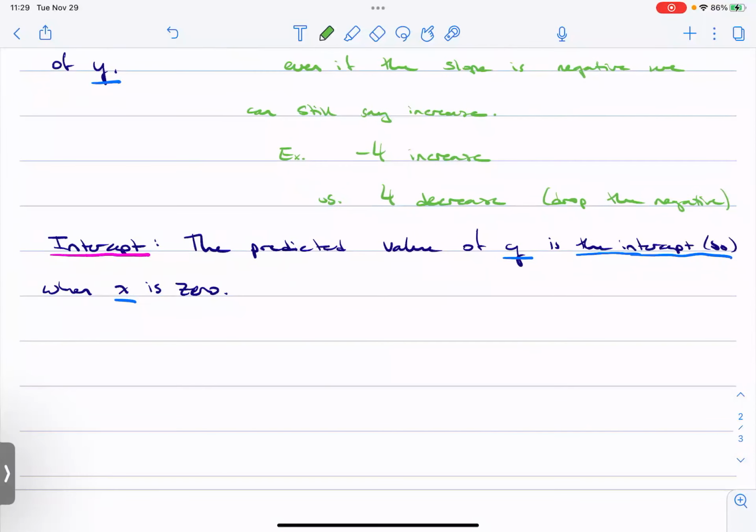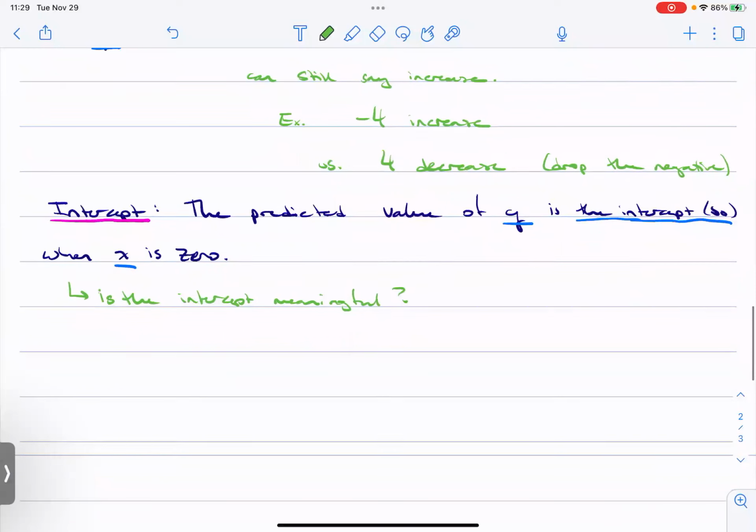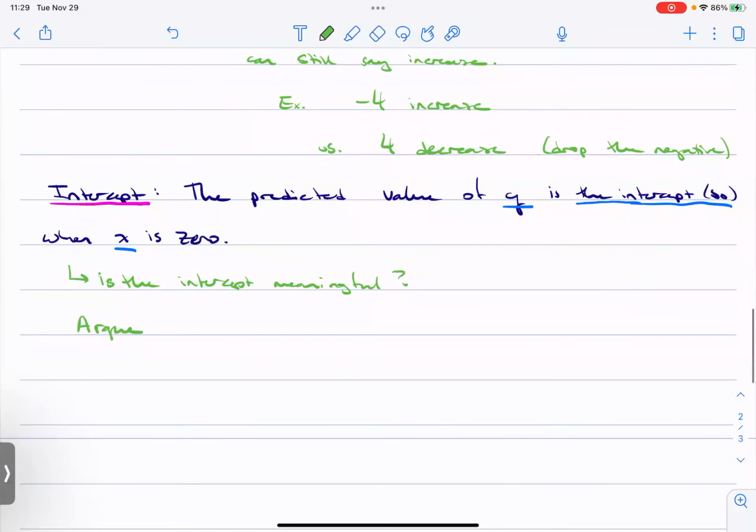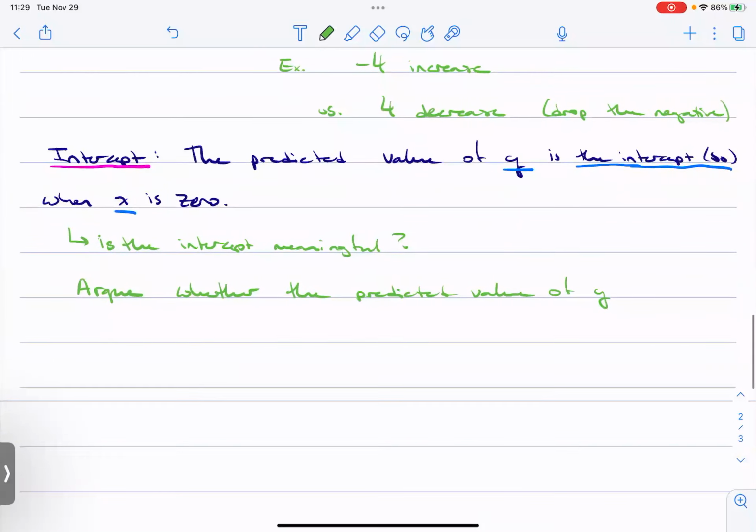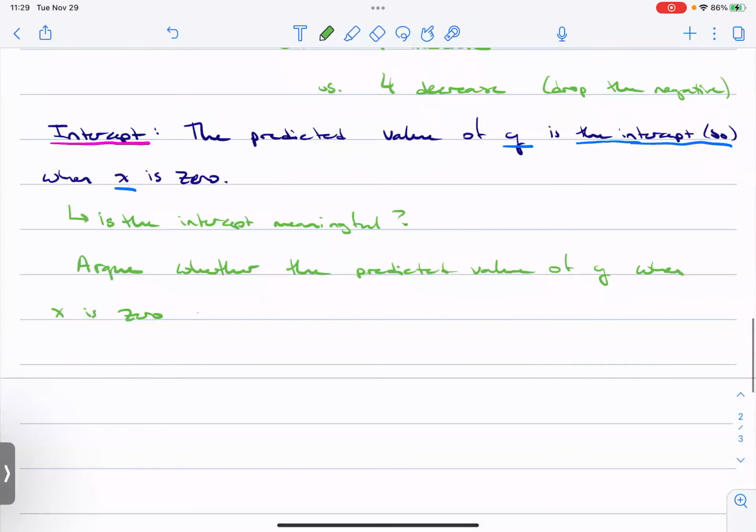Okay, so often I'll say something like, is the intercept meaningful? This is where you argue whether the predicted value of y when x is 0 is meaningful to you. So argue whether the predicted value of y when x is 0 is meaningful to you.